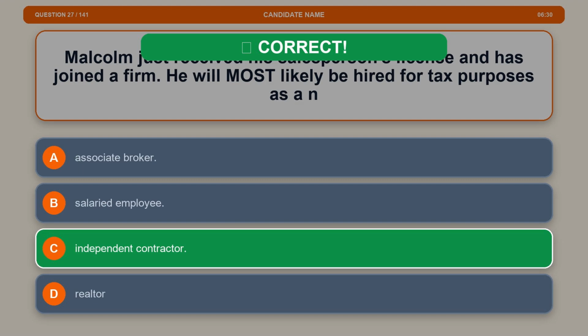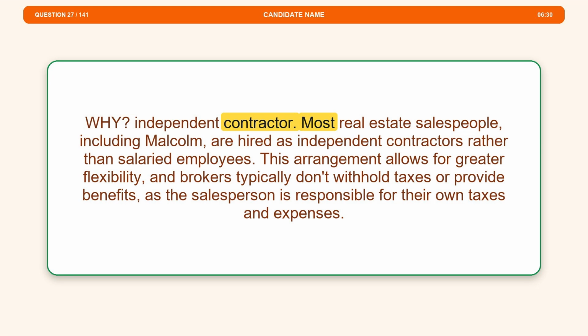The correct answer is option C, independent contractor. Most real estate salespeople, including Malcolm, are hired as independent contractors rather than salaried employees. This arrangement allows for greater flexibility, and brokers typically don't withhold taxes or provide benefits, as the salesperson is responsible for their own taxes and expenses.